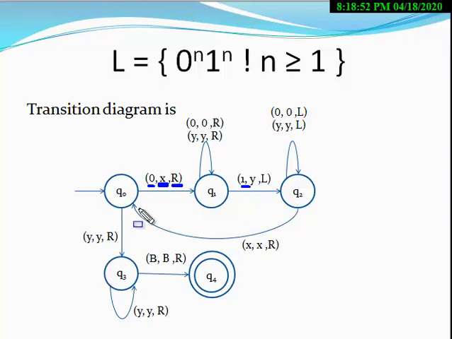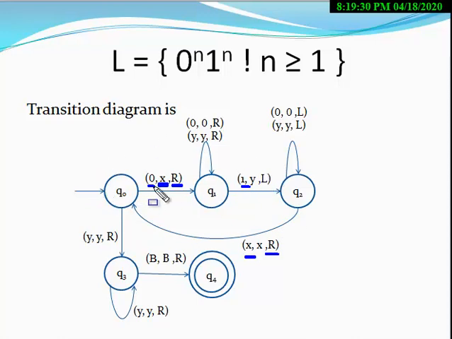The machine changes its state to Q0, right? So here X is encountered, the machine changes its state to Q0, and the head of the machine moves to the right direction. Okay. Now this process continues till all the 0s and 1s are removed. That is, this loop will continue.